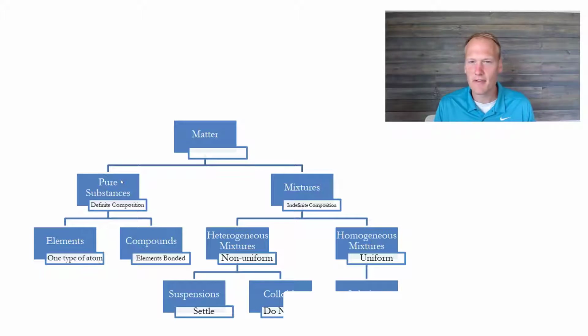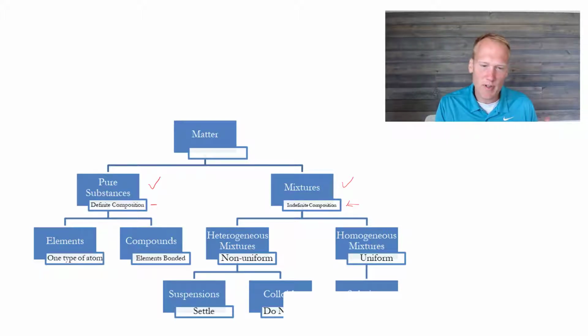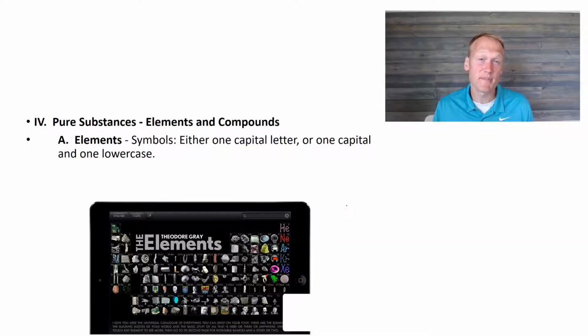broken down. The first major categories would be pure substances that have a definite composition, and then mixtures which have an indefinite composition. And then within those pure substances, we have elements and compounds. And then within mixtures, we have heterogeneous and homogeneous. Today, we're basically going to walk through this graphic organizer and just move our way down and talk about the different groupings. First thing we're going to do is start on the pure substances side.